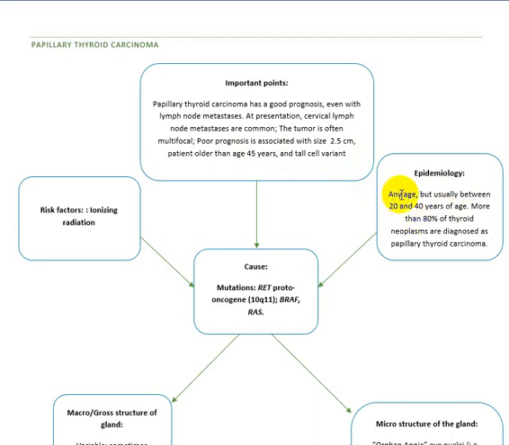Now the epidemiology: any age, but usually between 20 to 40 years old. As in Graves' disease, more than 80% of thyroid neoplasms are diagnosed as papillary thyroid carcinoma.